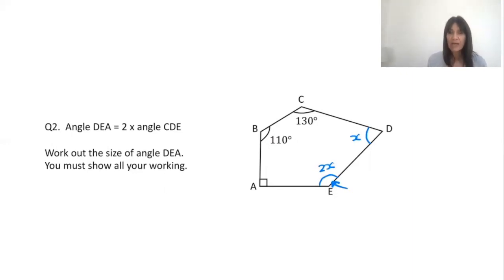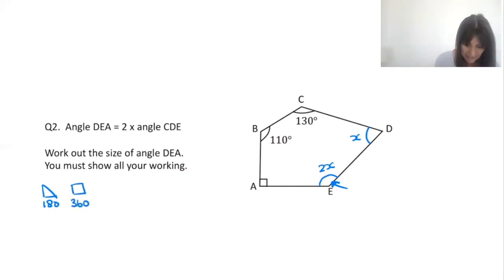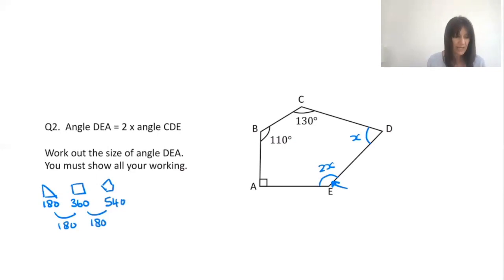Now, it's a 5-sided shape. I have to know what the angles in a 5-sided shape add up to. We know there's more than one way to do this, but quite a nice way, and I'm just going to remind you of it, is to use the sequence. We know a triangle is 180. We know the quads are 360. And then we're into the 5-sided shape, and we're adding 180 each time. And that is one way of working out the total. So we're going to be using 540 as our total.